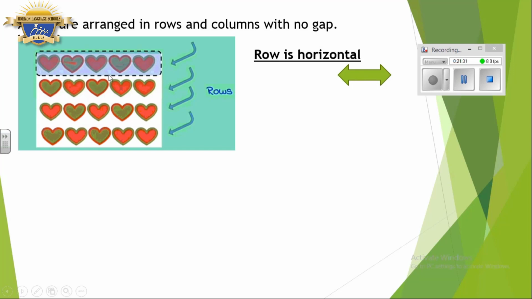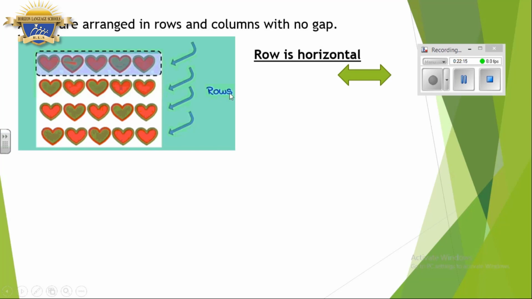How many rows do we have here? We have 1 row, 2, 3, and 4. So we have 4 horizontal rows. How many hearts in each row? I have here the first row. How many hearts in the first row? 1, 2, 3, 4, 5. And the second row I also have 1, 2, 3, 4, 5. So I have 4 rows and each row has 5 hearts.